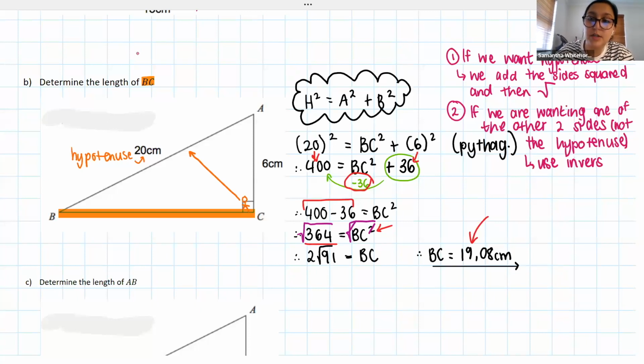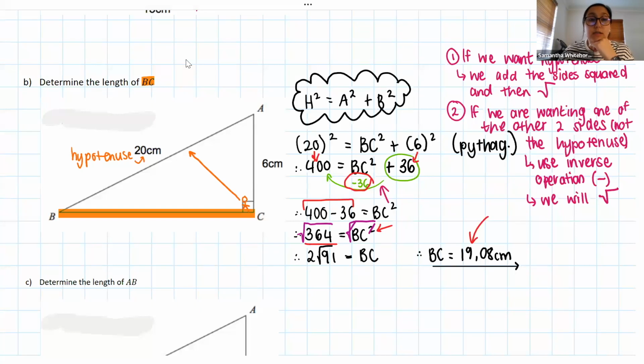And the inverse operation that you're going to use is subtraction. As you saw in this question, we had to subtract the 36. And then again, we will square root our answer. So if you are looking for a side that is not your hypotenuse, you have the extra step of needing to first subtract and then square root, right? But it doesn't change the fact that we are solving the equation and that we're solving for our unknown.